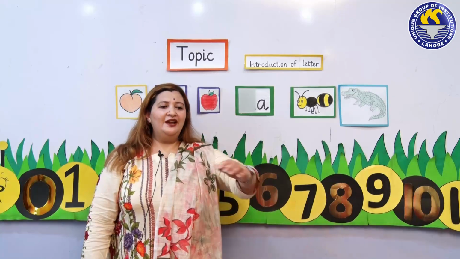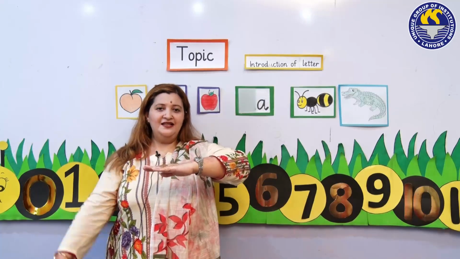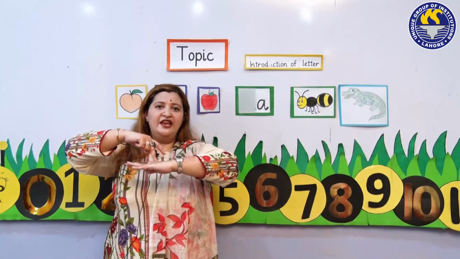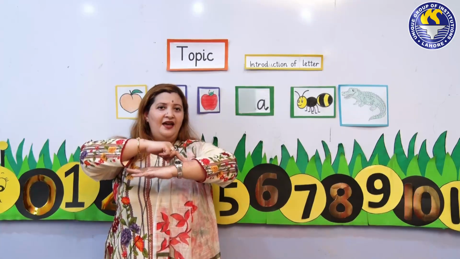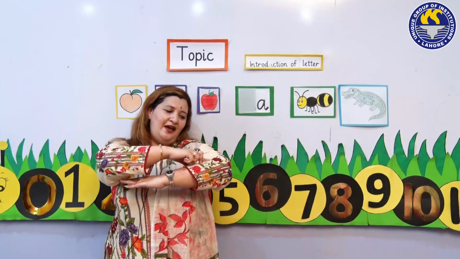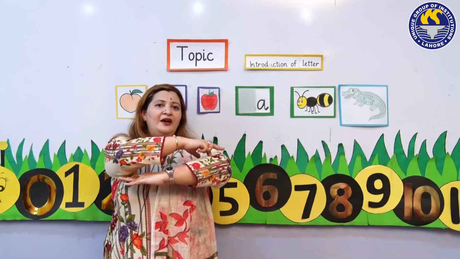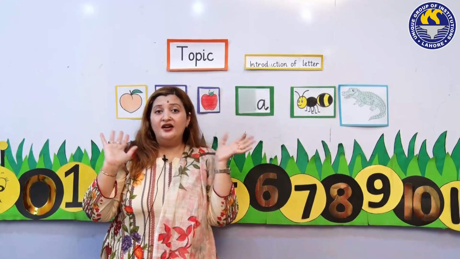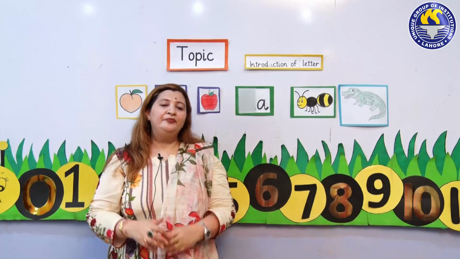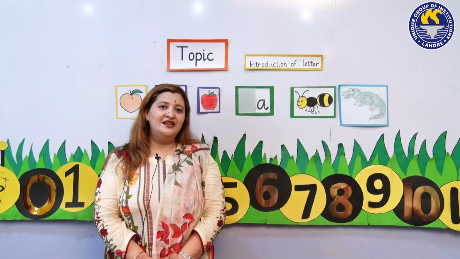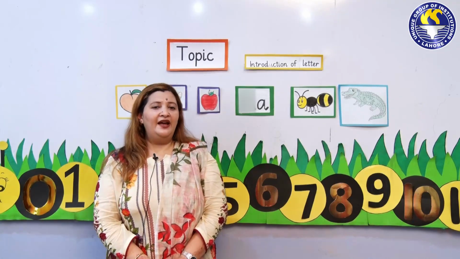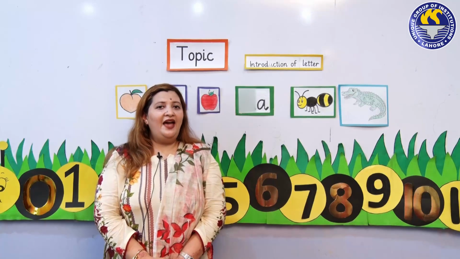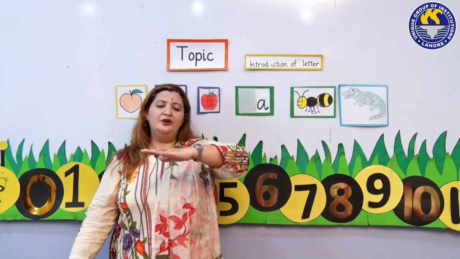Everyone, do like this. Yes, and use your two fingers. Now sing with me. Ants on my arms. Ants on my arms. Ants on my arms, they causing me alarm. What is this? This is the sound and action of letter A. A. Come on everyone, do again.